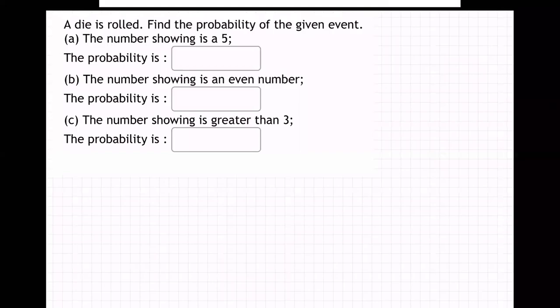Okay, so on this question, it says a die is rolled. Find the probability of the given event. The number showing is a 5. So you guys know what they mean by a die, like a 6-sided die. It's like a normal dice, right? It's got 6 sides on it, right?